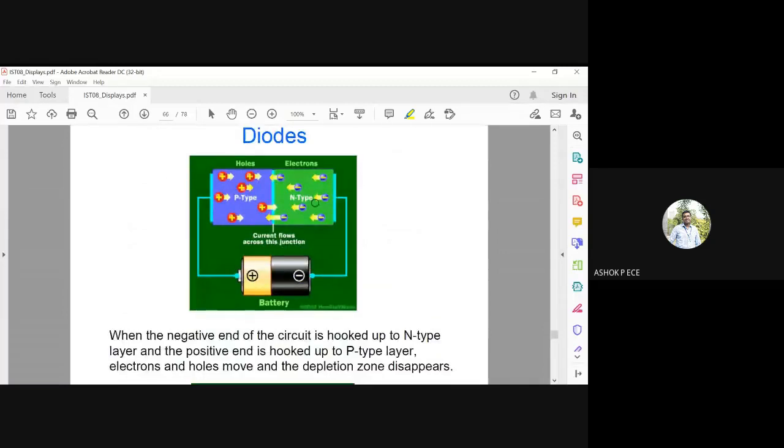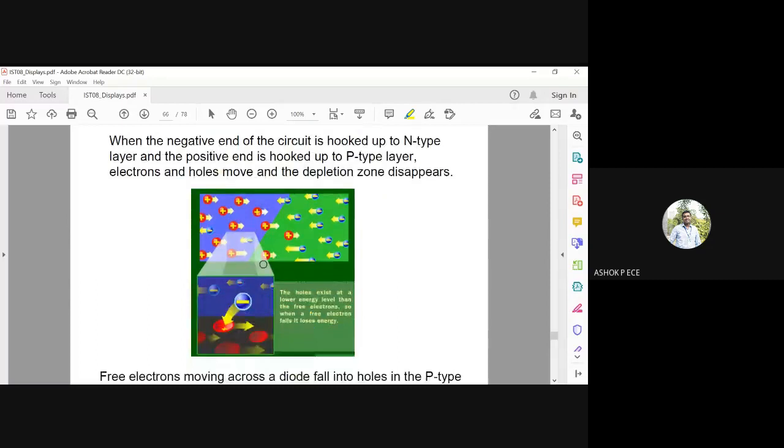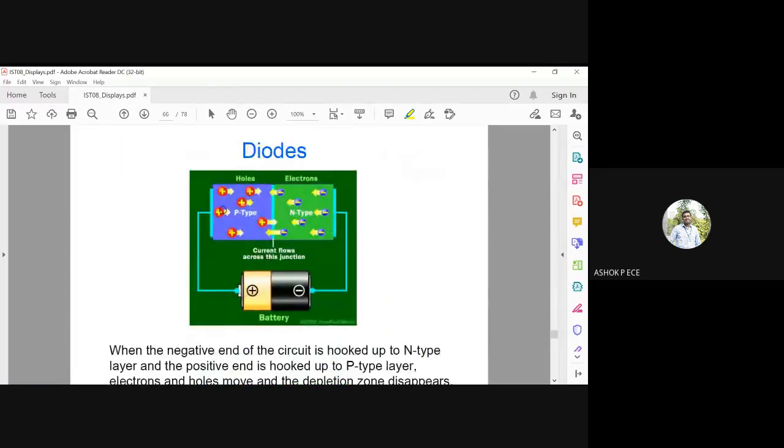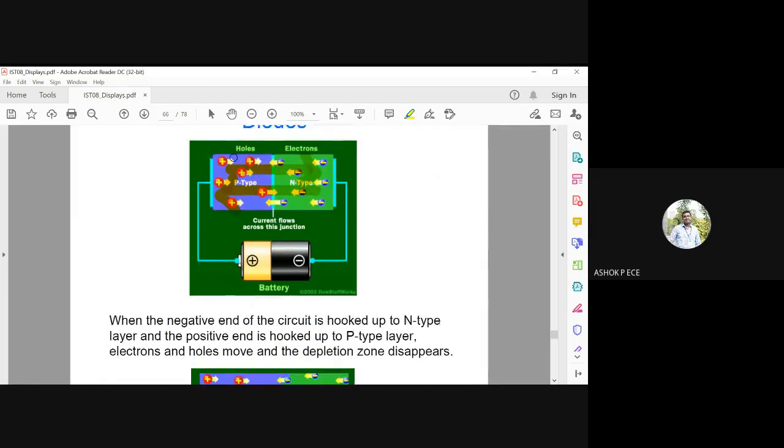Once you have the depletion region formed, I'm going to connect the P type to the positive of the battery and the N type to the negative of the battery. Like charges repel. Electrons will be repelled by the negative charge, and holes will be repelled by the positive charge. They tend to move away from the battery. This helps in crossing the depletion region. When they cross the depletion region, it gives rise to current. When charges move, you get the flow of current.